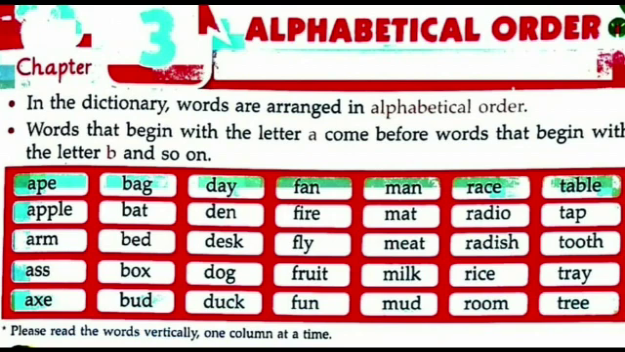In the second column, we have the words that start with B. In the third column, the words start with D. In the fourth, the words start with F. The next column, all the words start with the letter M. In the next column, the words start with the letter R. In the next column, the words start with the letter T. And they have arranged it alphabetically. Okay.